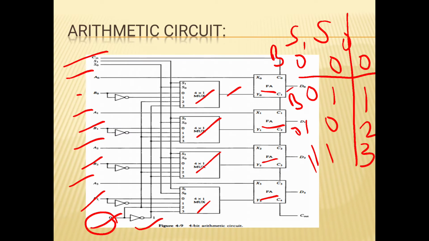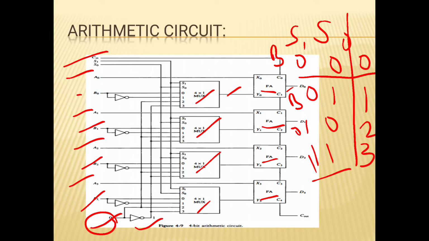It means the multiplexer produces output B if the value of S1 S0 is 0 0, and it will produce the output B complement if the value of S1 S0 is 0 1, and it will produce output 0 if the value is 1 0, and it will produce output 1 if the value of S1 S0 is 1 1. Okay.